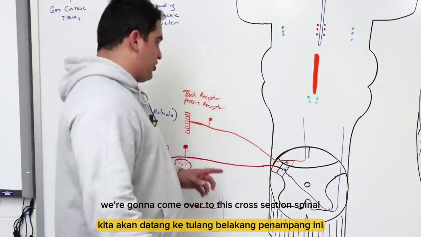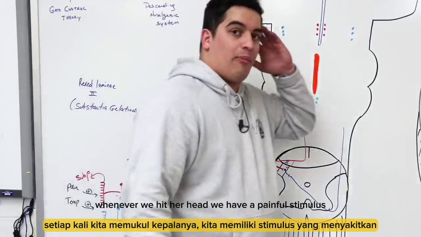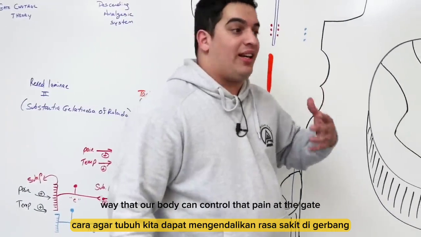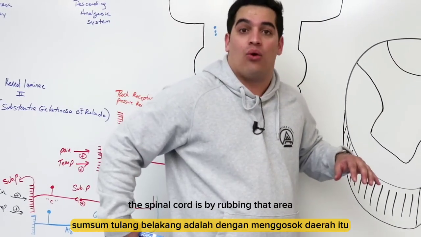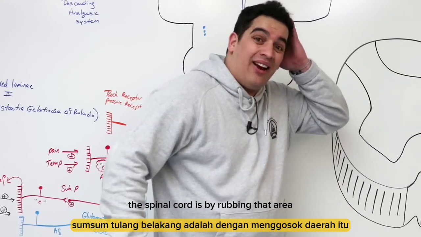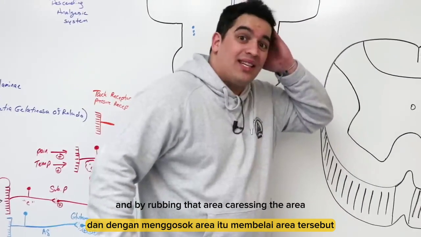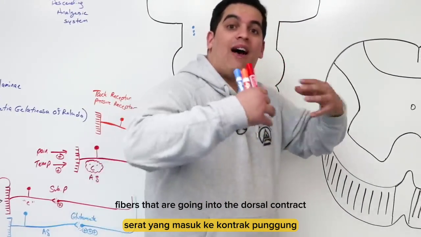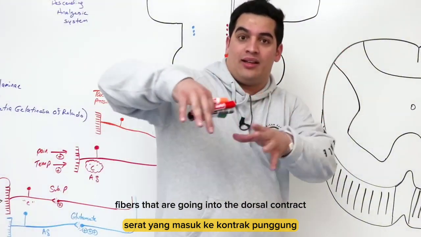So we're going to come over to this cross-section of the spinal cord. But I want you to remember that whenever we hit our head, we have a painful stimulus. A way that our body can control that pain at the gate, the spinal cord, is by rubbing that area. And by rubbing that area, caressing the area, it can cause those fibers that are going into the dorsal column tract to give off collaterals.